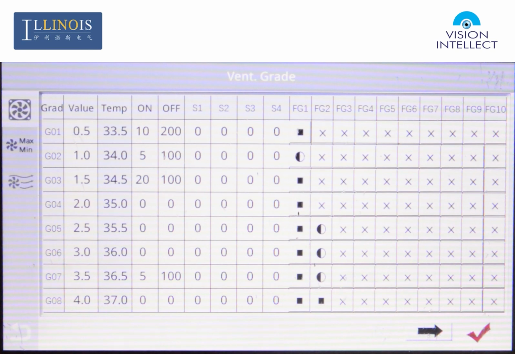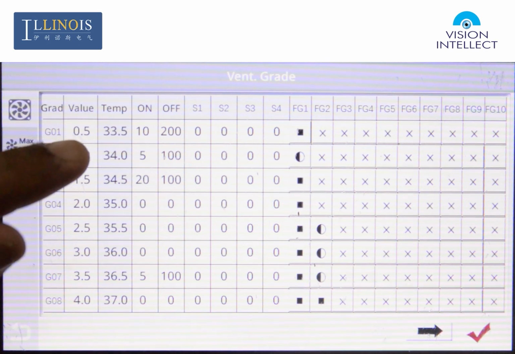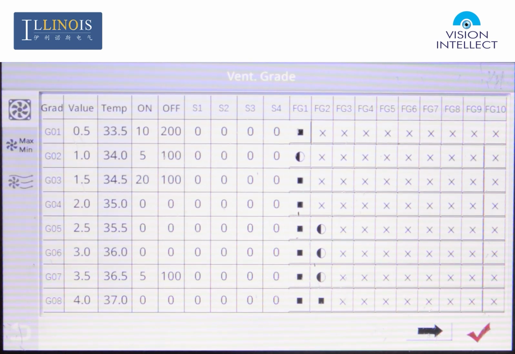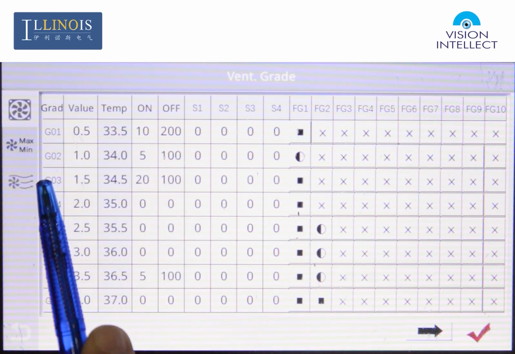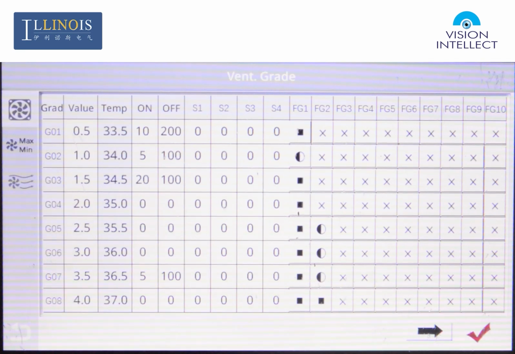Let's dive deeper into the ventilation grades. The more increase in average temperature of the farm will increase the ventilation grade. Each time the average temperature of the farm increases 0.5 degrees, the ventilation grade will increase, and in result more fans will run. For example, if the average temperature of the farm rises to 34.5 degrees, meaning an increment of 1.5 degrees, the controller will increase ventilation grade to vent grade 3, and fan group 1 will start running continuously.